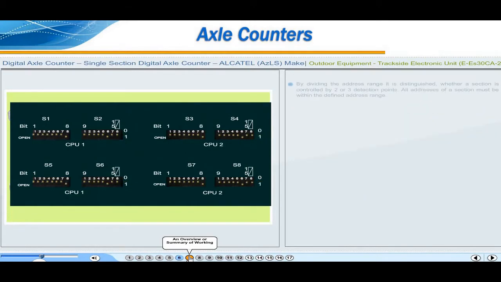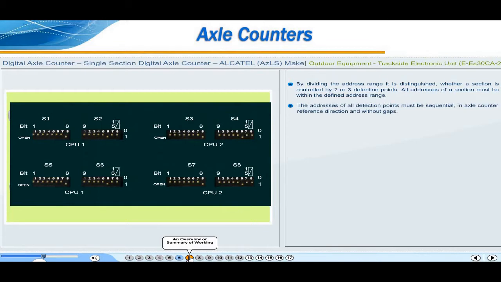By dividing the address range, it is distinguished whether a section is controlled by 2 or 3 detection points. All addresses of a section must be within the defined address range. The addresses of all detection points must be sequential in axial counter reference direction and without gaps. When double utilizing a rail contact for 2 sections, all detection point processors of the 2 involved sections must have different addresses.